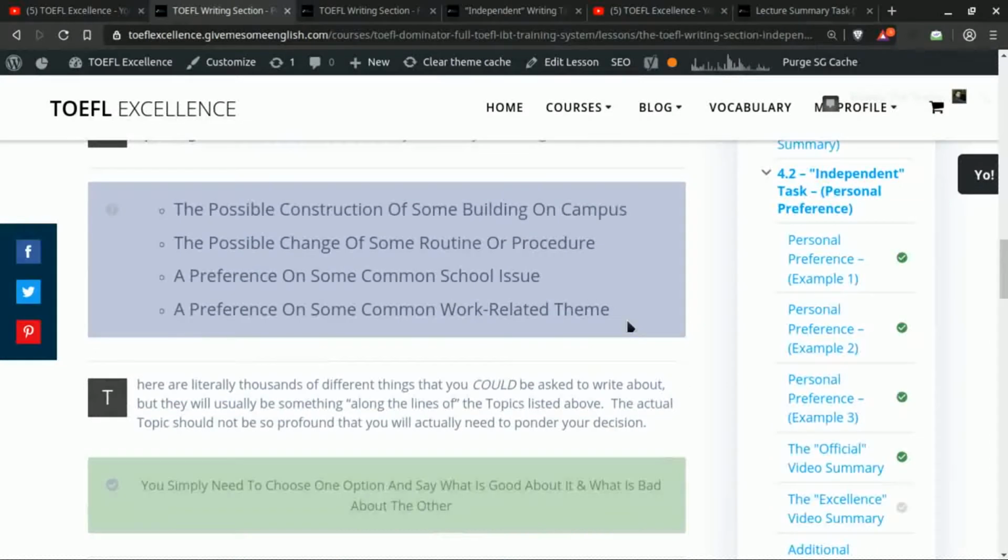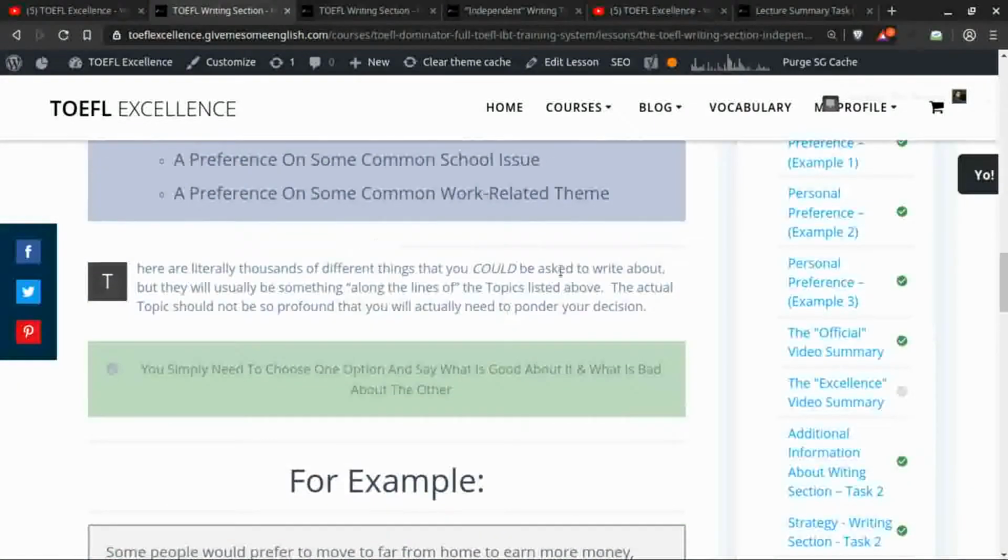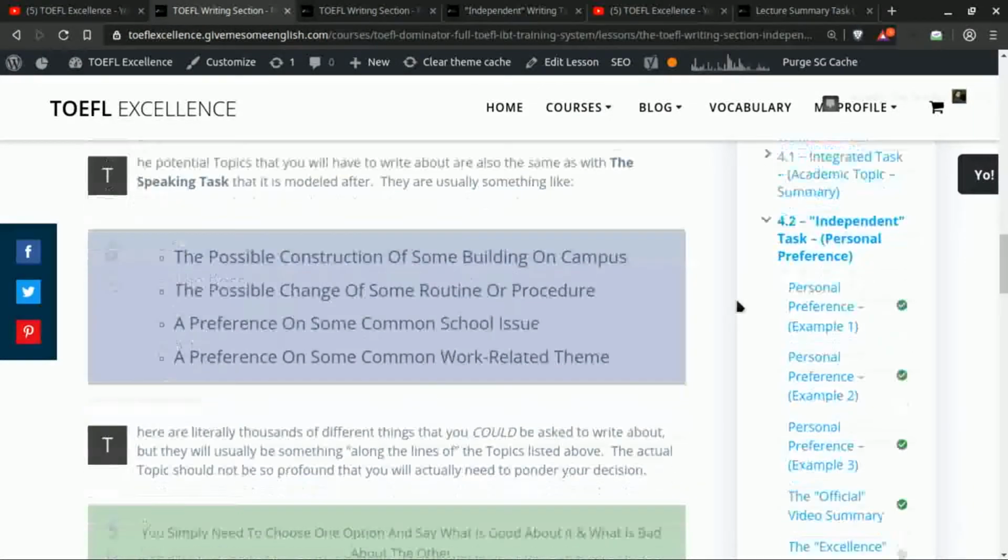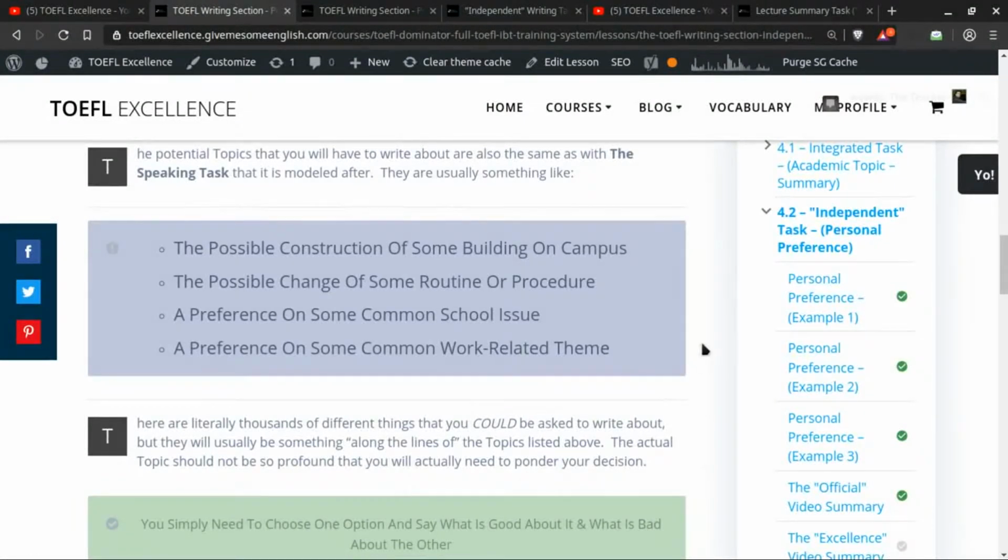The thing is, as I mentioned on this page, there are thousands of things that they could write about, but the topics that they choose are not going to be anything that you have to think really hard about for your decision. You just pick one of them. Think of at least one good thing about that. Think of at least one bad thing about the other one. You could also think about good things from the option that you didn't choose. And you could say, well, even though this is true about the option that you didn't choose, I still think that this is true about the option that you did choose. So there are ways that you can talk about good things with the option that you didn't choose, just using contrasting phrases. But really, that's all you have to do.